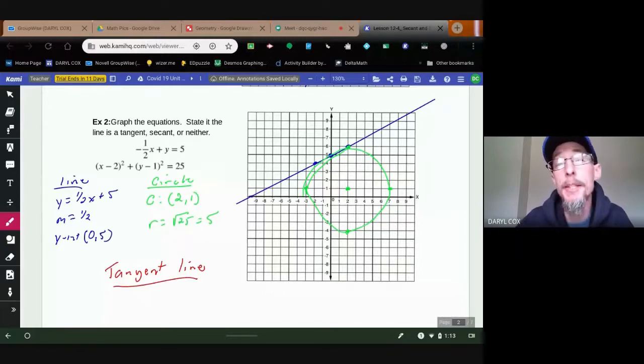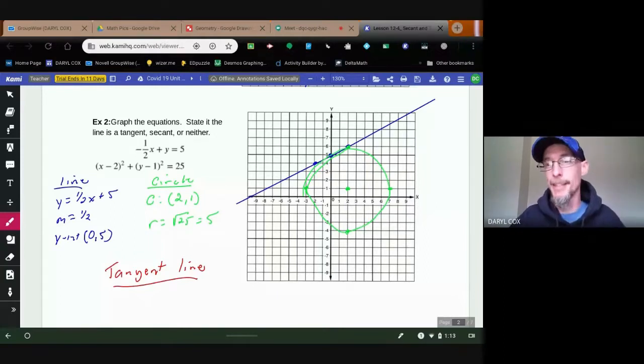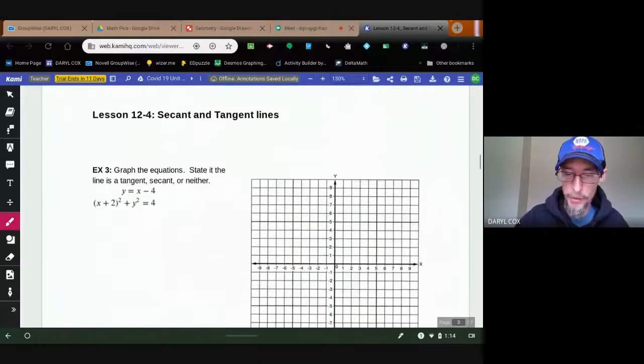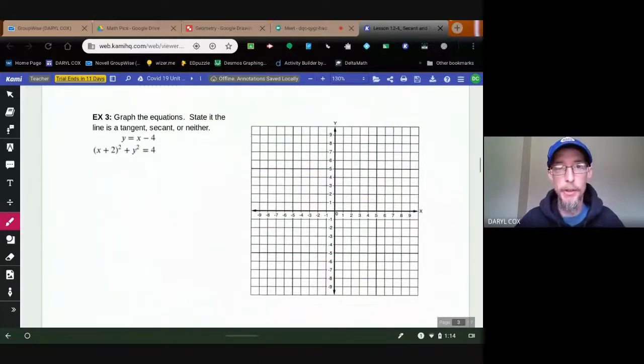But again, you can see the problem with graphs. You probably said secant, and you were like, but mine looks like a secant. And based on your graph, you're not wrong. In fact, based on the first circle I drew, that's not wrong. But that's the downside to graphing. So let's look at one more graphing equation, and then we'll move on to making this a better math problem. So try this one. Graph these two equations. Tell me, tangent, secant, or neither.